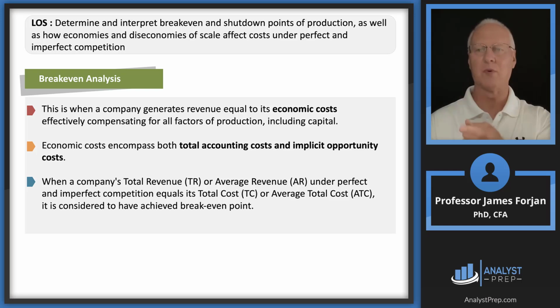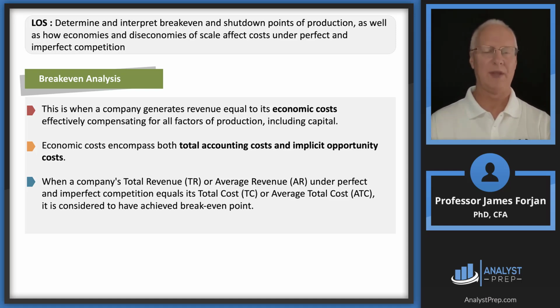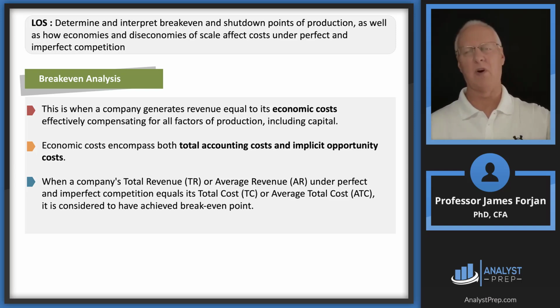But skip up to that very first arrow point. This is important. Economic costs compensate all factors of production. So think about all the stuff on the left-hand side of the income statement. We have all those inputs and all those costs. In financial statement analysis, we'll call those expenses. Economists tend to call them costs, but that includes capital.